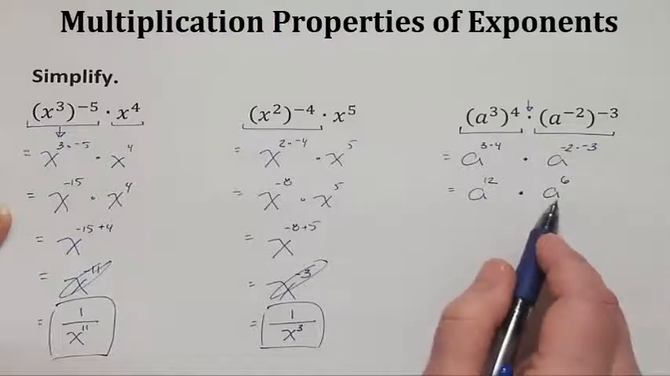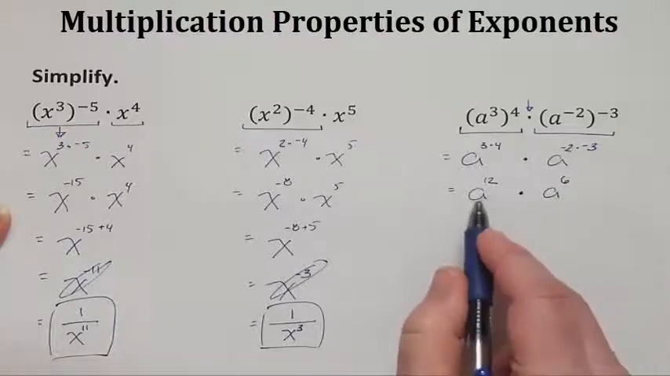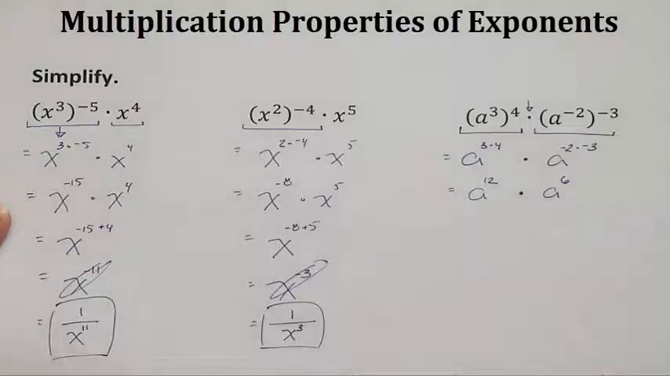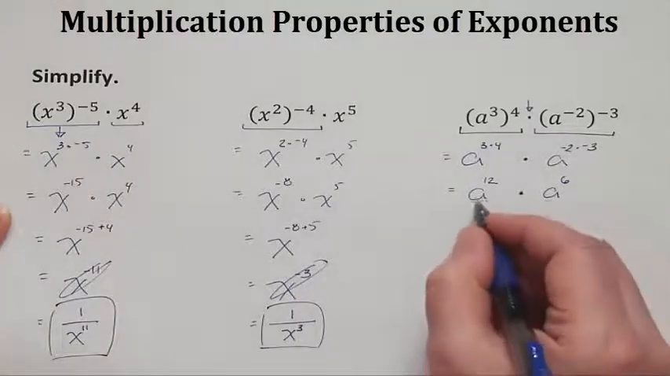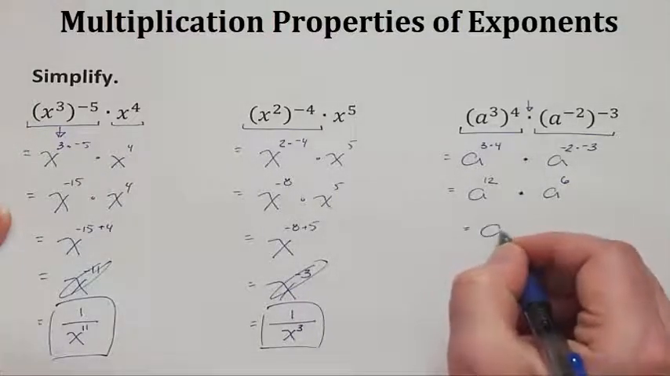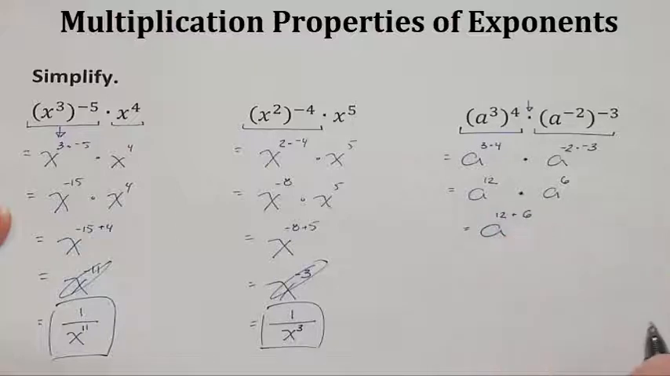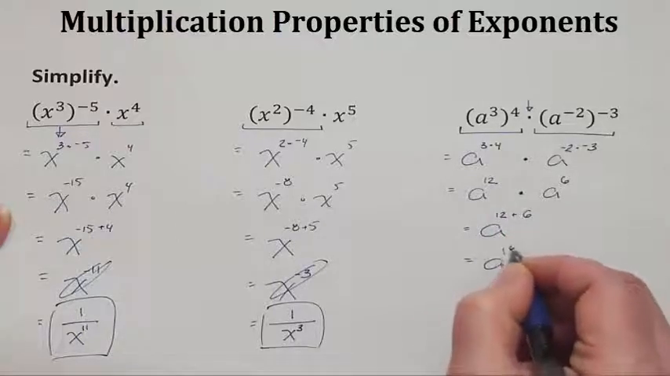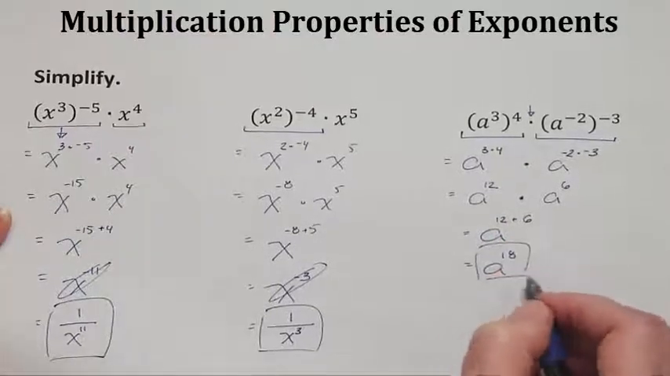The parentheses are gone, so now I can figure out what I actually have. This problem looks like one that I had very similar in the other lesson. Same bases of a's means that I can add their exponents, so I'm going to add their exponents. So I actually have a to the 18th, which is fully simplified, so I'm done.